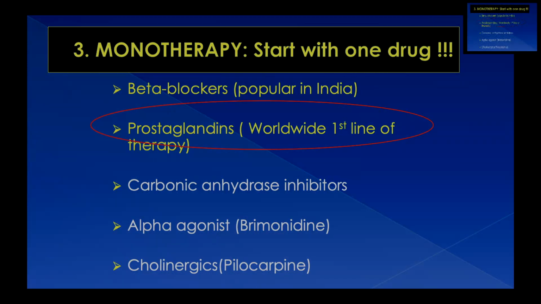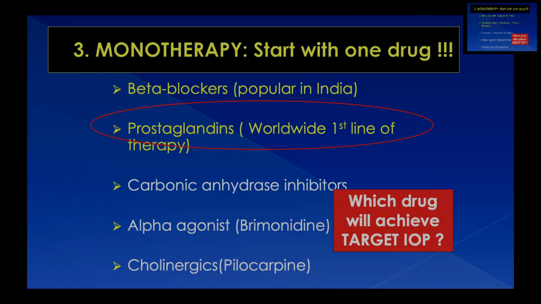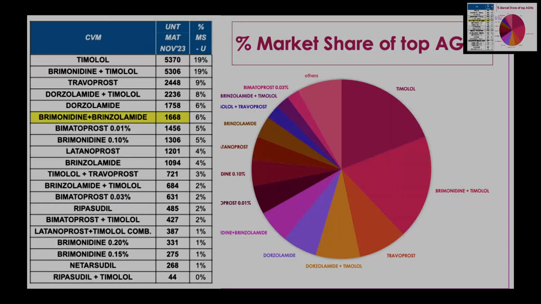Mostly worldwide, prostaglandins have become the drug of choice. In India, beta blockers are still very popular. But then when we are setting a target, we have to see which drug can take me to my target intraocular pressure. And prostaglandins definitely are the best options because they give you the best IOP control, the least systemic side effect, and they give you a 24-hour IOP control.